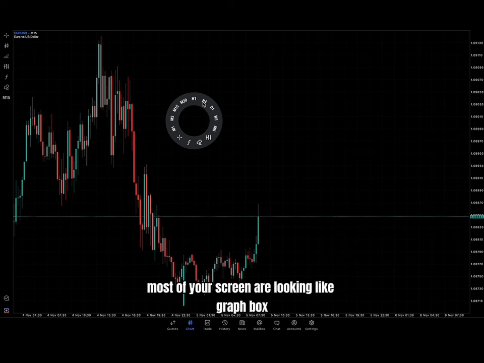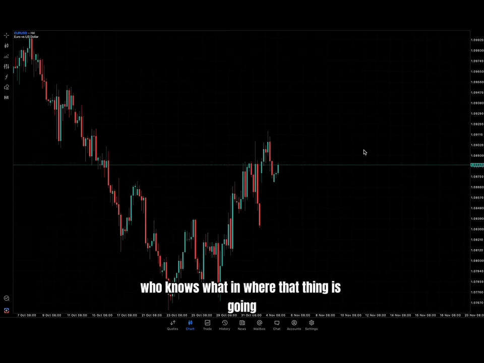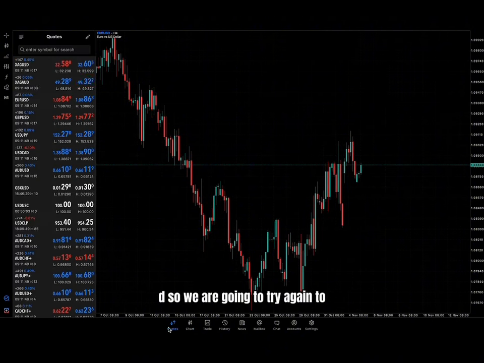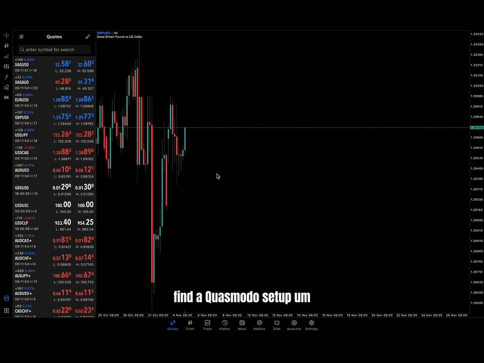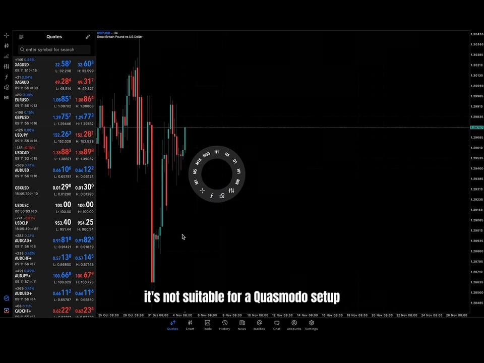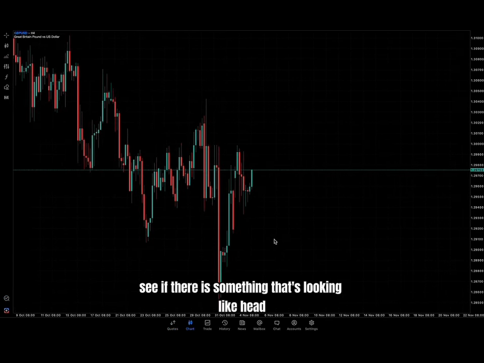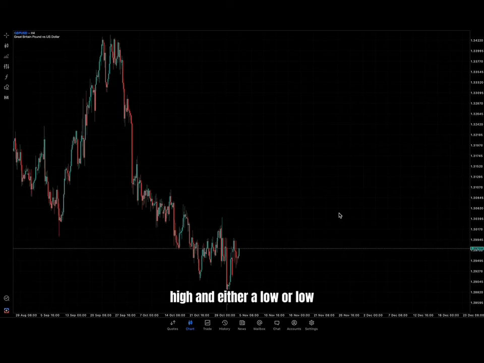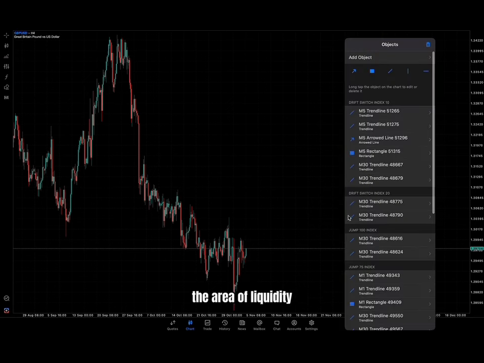Most of your screens are looking like a graph box, whereby you are drawing who knows what and where that thing is going. So here we are in this pair, which is Euro USD. We are going to try again to find a Quasimodo setup. If I change the pair, it means that it's not suitable for a Quasimodo setup. For a Quasimodo setup, you'd need to see if there is something that's looking like a head and shoulders, something that is a higher high and a lower low, so that you can connect and identify the area of liquidity.